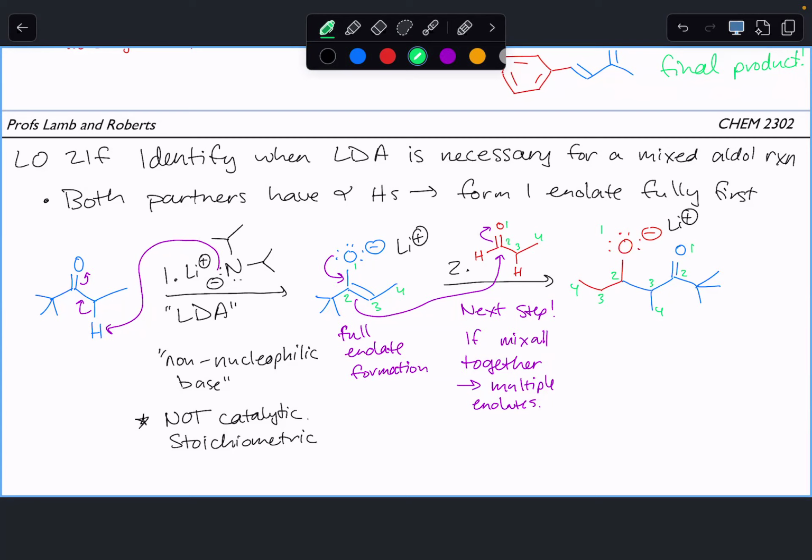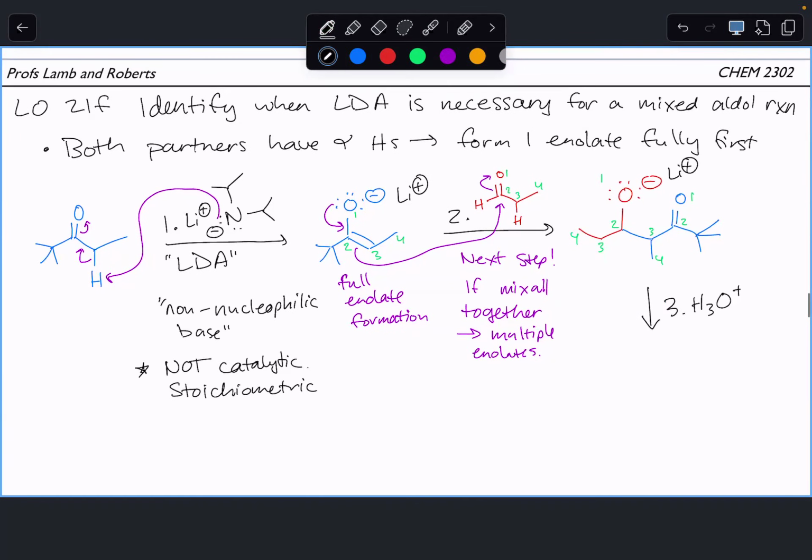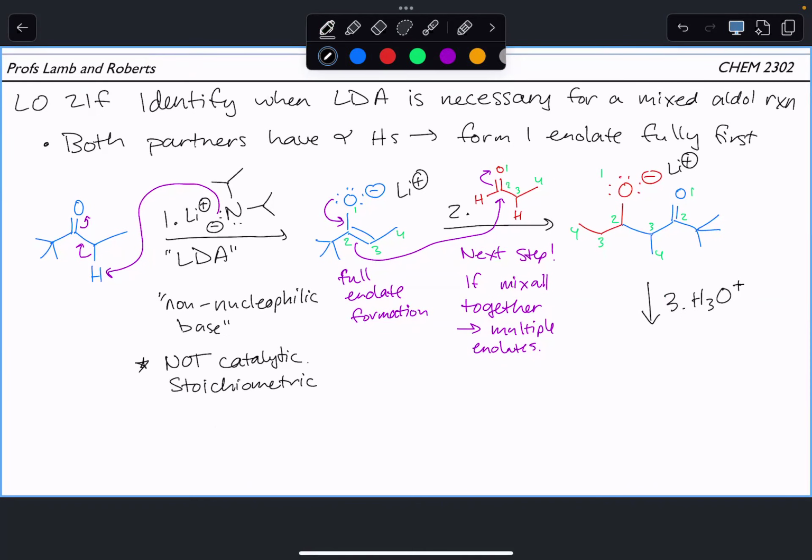Okay. So again, it's going to sit there like this with the alkoxide because we don't have protons around, because we're still in stoichiometric strong base, right? So then to get to our final product, we are going to do a third step. This is our workup step where we acidify to quench any extra base and to protonate our alkoxide. So again, next step.